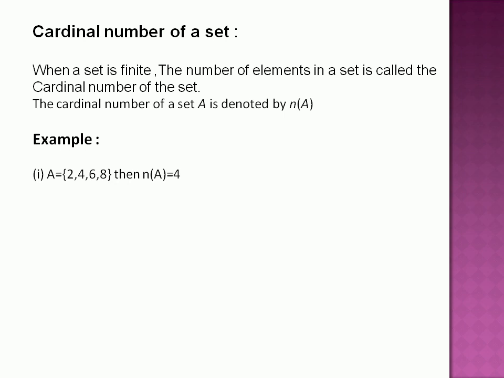Example, if the set A equal to 2, 4, 6, 8, how many numbers are there? 1, 2, 3, 4. So n(A), the number of elements in the set A, is 4. That is the cardinal number of the set.